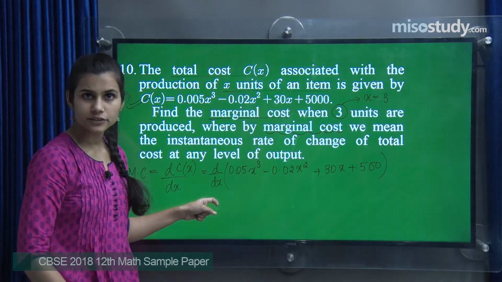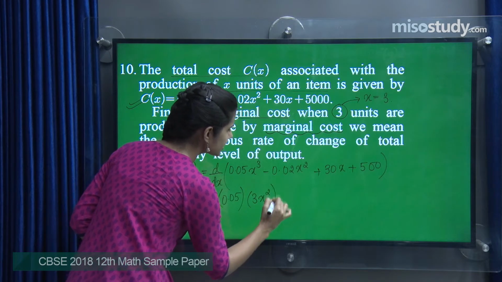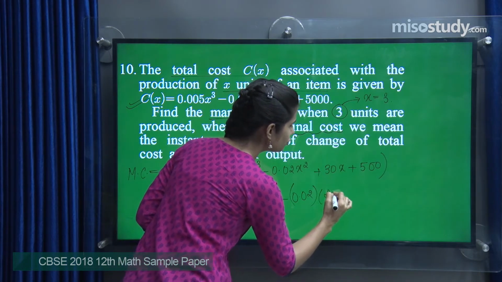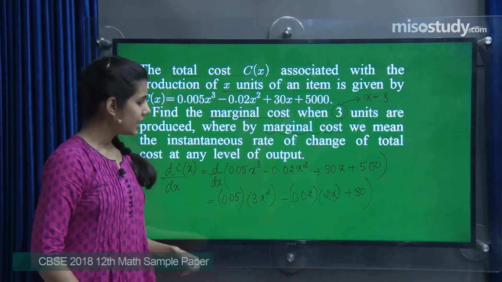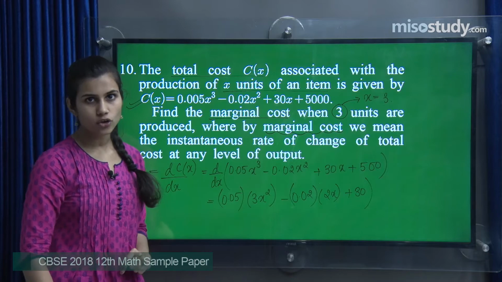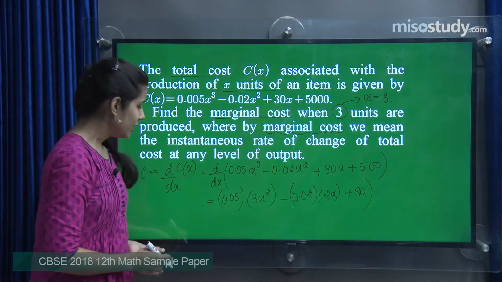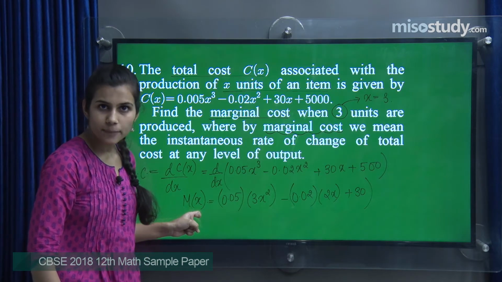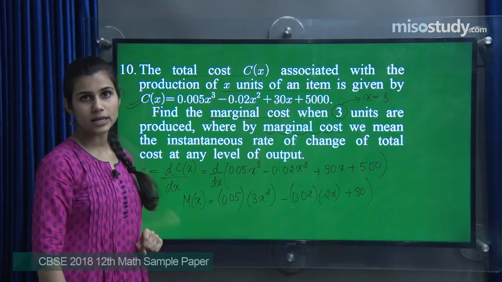And then what happens to the derivative? Well, this becomes 0.05 into 3x square minus 0.02 into 2x plus 30 plus 0. And this is what happens to be the equation, or the function, for marginal cost. Now it is saying what is the marginal cost when 3 units are produced. Now marginal cost, I will write it as M of x. Marginal cost is also dependent upon x. You know what x is. X is equal to 3, so you can find out marginal cost when 3 units are produced.